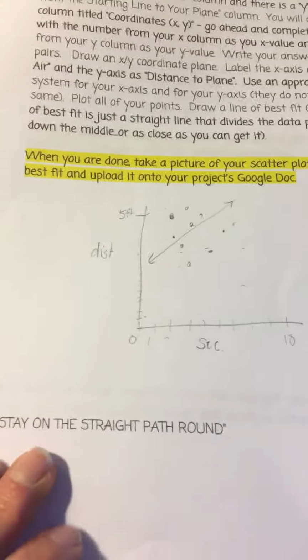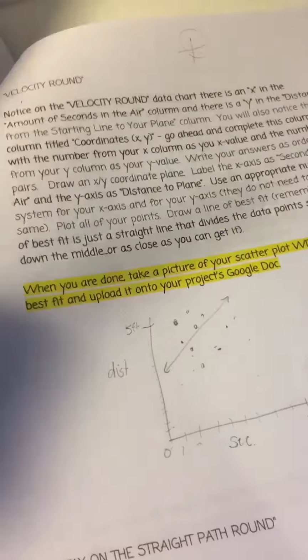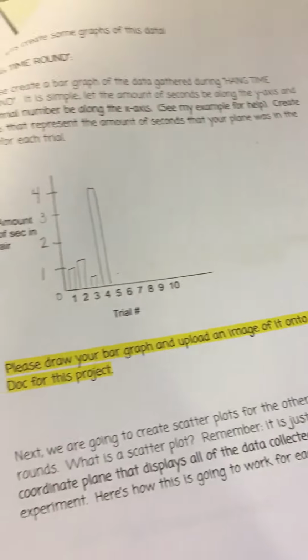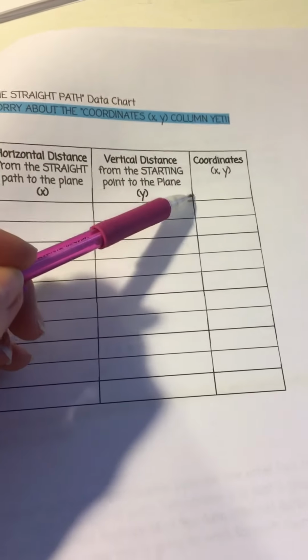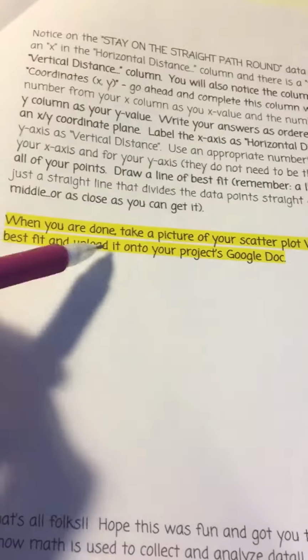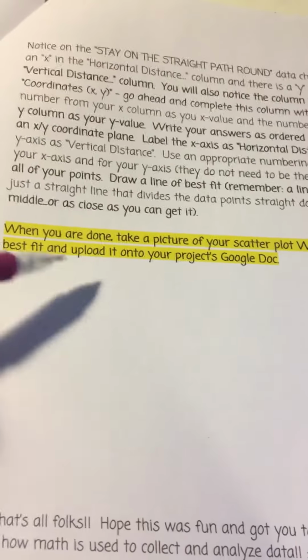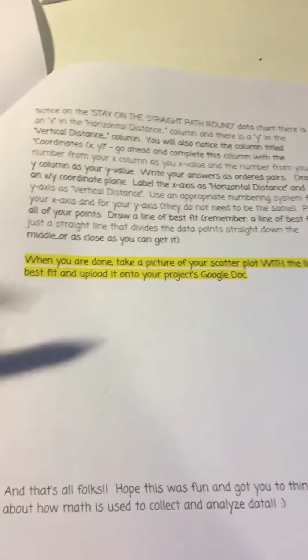And you're going to do the exact same thing for the next one, the stand the straight path round. Creating a scatter plot, filling in your data. Okay, your data chart is back here for that one. You'll take your x values, your y values, make your coordinates, and then plot all those coordinates on a scatter plot. Again, if you want to very neatly draw your scatter plot in this packet, you can. Draw your line of best fit using a ruler. You can do that, okay?